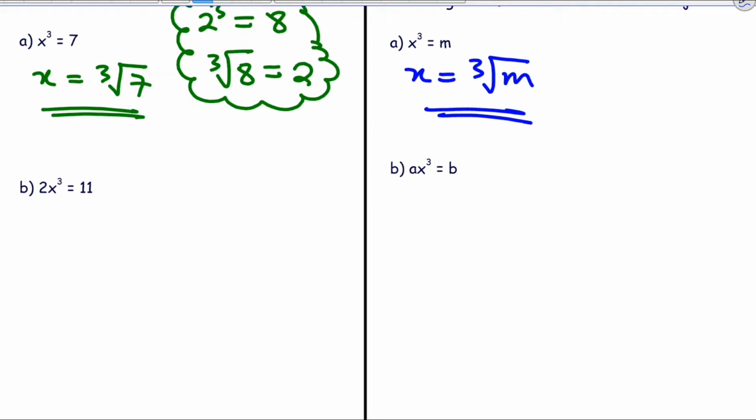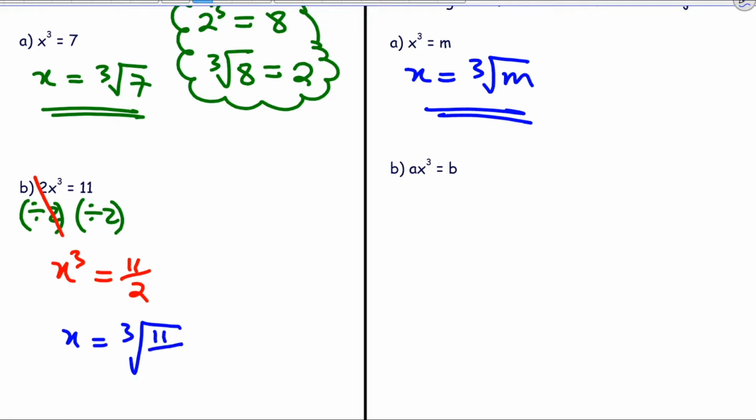Below here, we have 2x cubed is equal to 11. The first step is to get rid of the 2, so we divide by 2 on each side, which means on the left we are left with 2 divided by 2 is 1, so x cubed is equal to 11 over 2. And then x alone will be given by the opposite of cubing, which is cube root. So we have the cube root of 11 over 2.